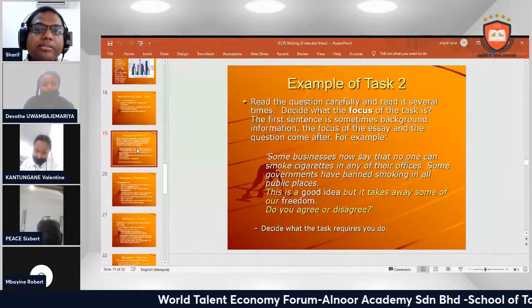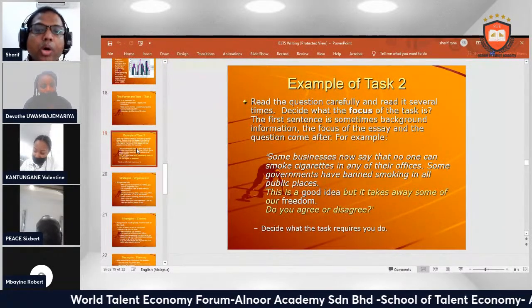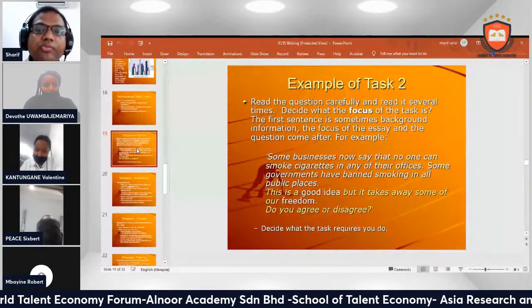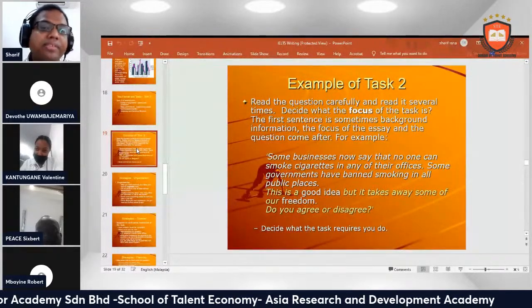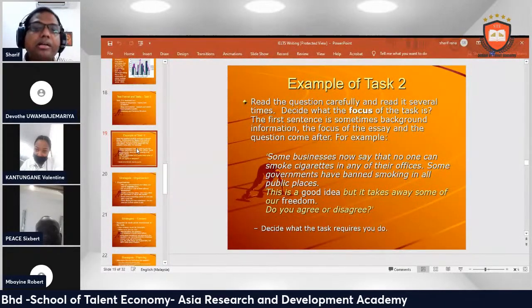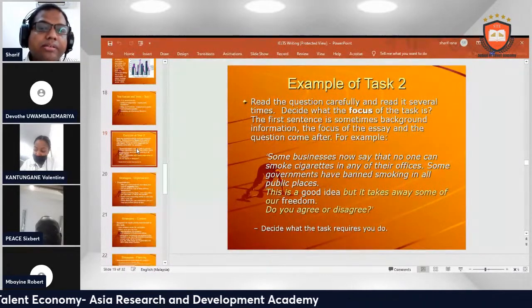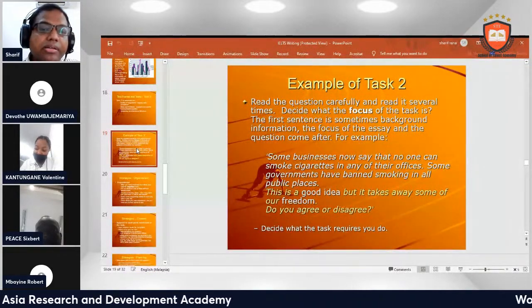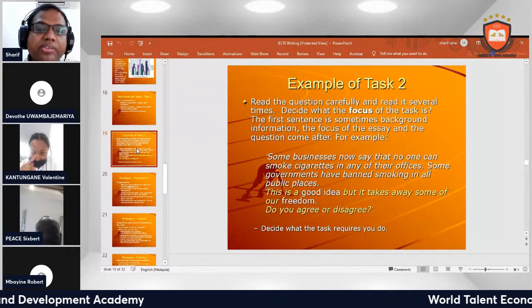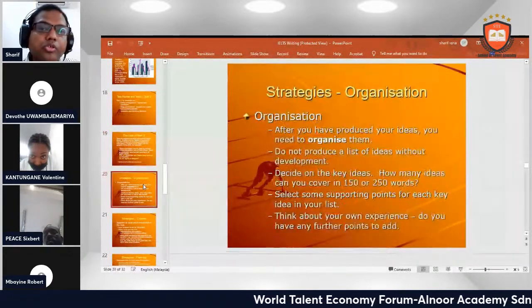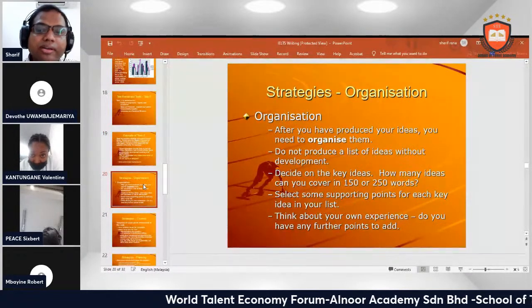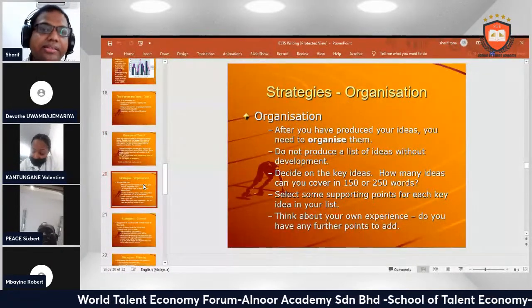For example, some businesses now say that no one can smoke cigarettes in any of their offices. Some governments have banned smoking in all public places, like Canada. Right, Canada already banned cigarettes. This is a good idea, but it takes away some of our freedom. Do you agree or disagree? So when you go for a writing test, you have to go for analyzing.